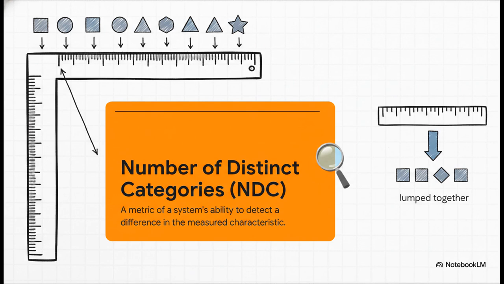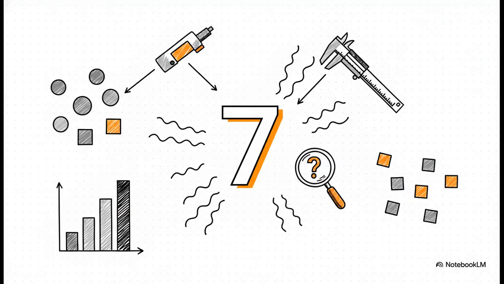But wait, there's another number you have to look at, the number of distinct categories, or NDC. This answers a totally different but just as important question. It basically asks, is my ruler sensitive enough? Can it actually see the tiny differences between parts that I really care about? In our source example, the NDC came out to be 7. So, what do you think? Is that good? Is it bad?